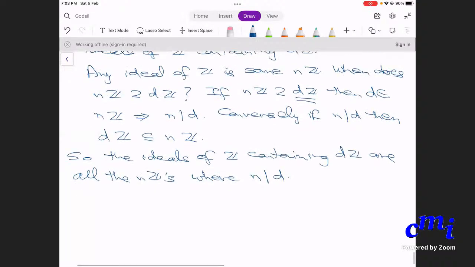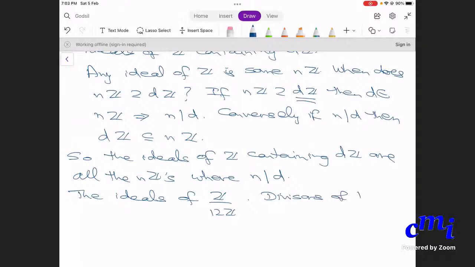So if you want to know what are the ideals of Z mod 12Z, they correspond to all the ideals of Z which contain 12Z, which means all divisors of 12. So divisors of 12: 1, 2, 3, 4, 6, and 12, right? That's all, no? So these are the divisors of 12.